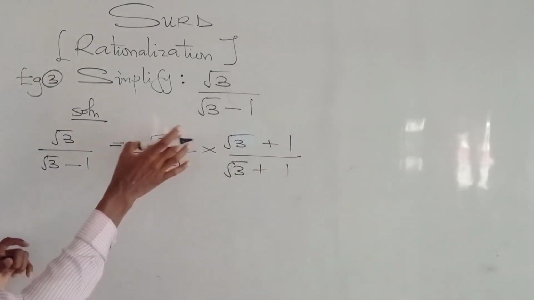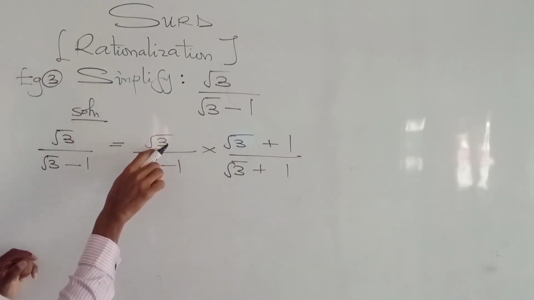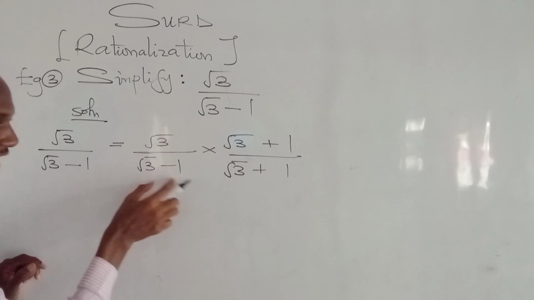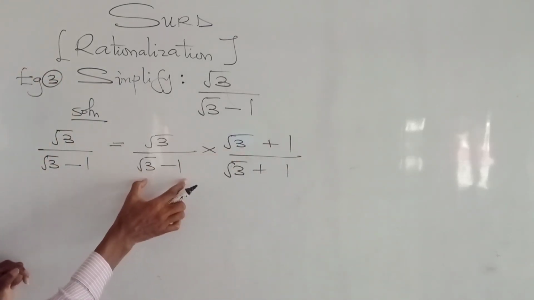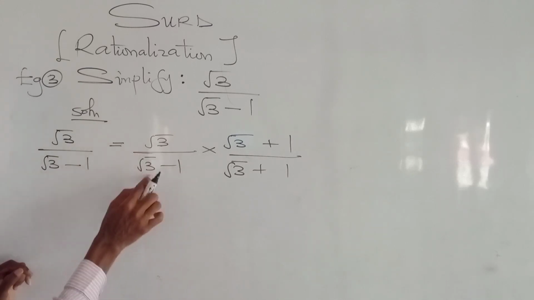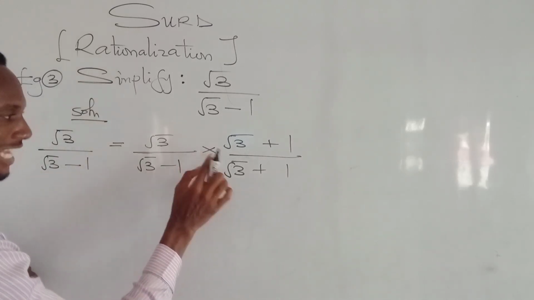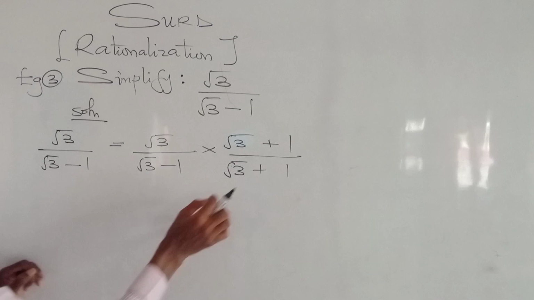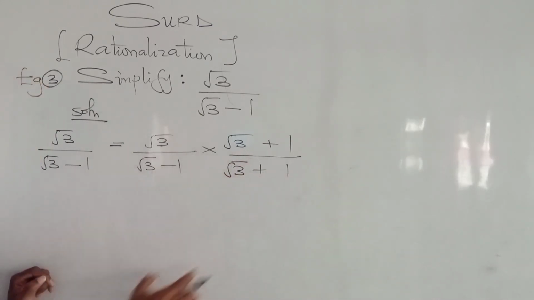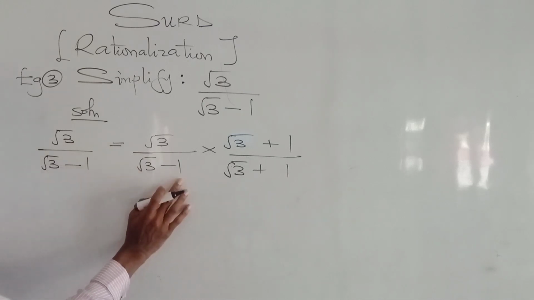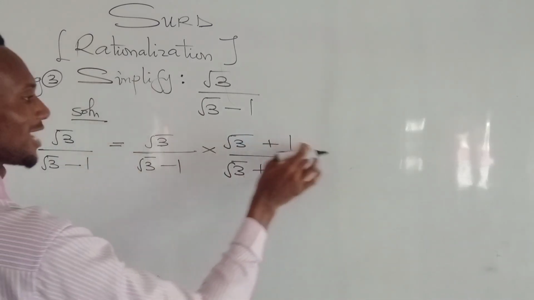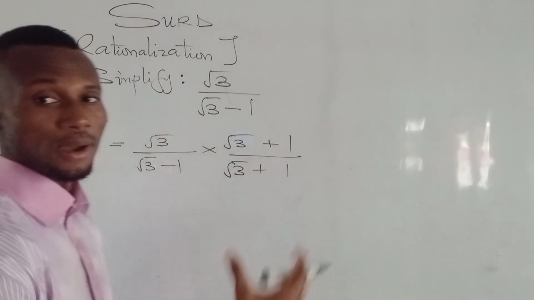Okay, so you can see the numerator, which is the root 3, we are multiplying it by the conjugate of the denominator, which is root 3 plus 1, and the denominator of this fraction, which is root 3 minus 1, we are multiplying it by the conjugate of this same denominator, which is root 3 plus 1. So we are going to have root 3 over root 3 minus 1 times root 3 plus 1 all over root 3 plus 1.